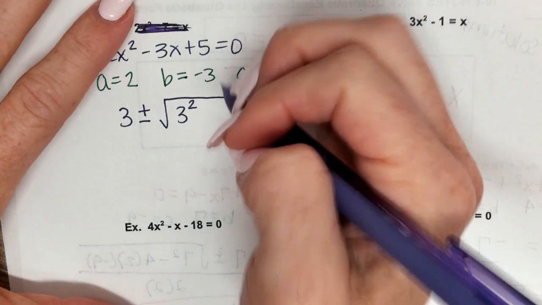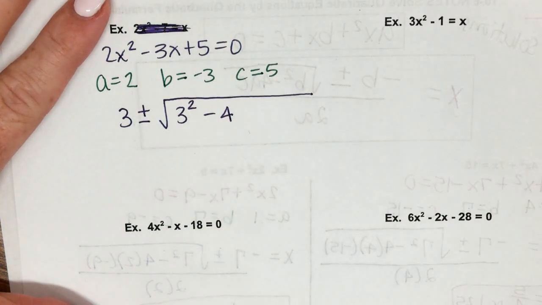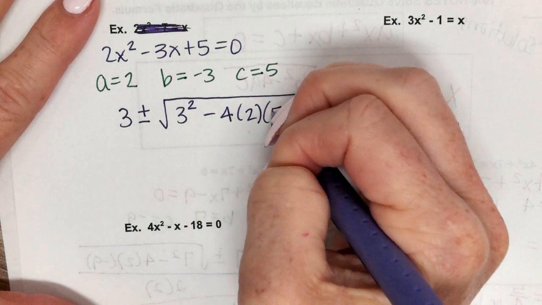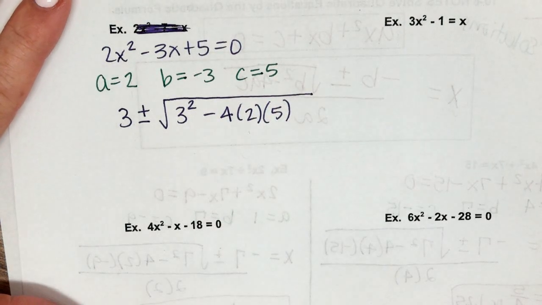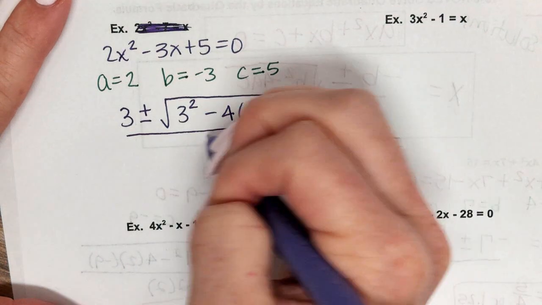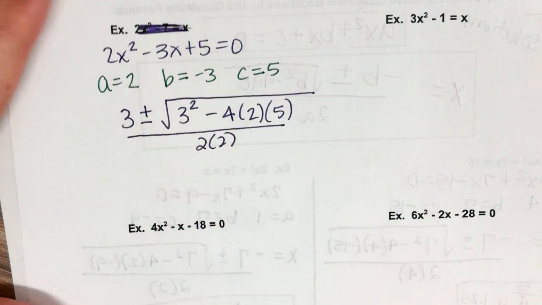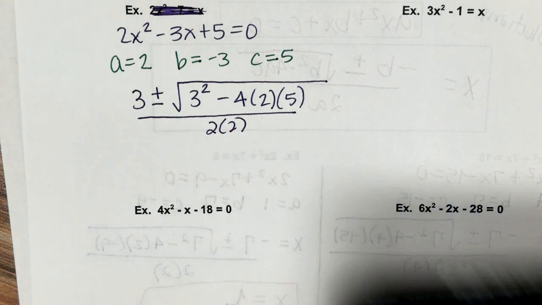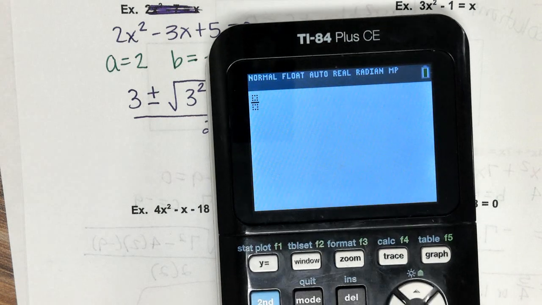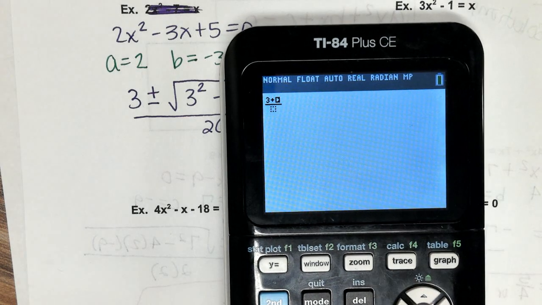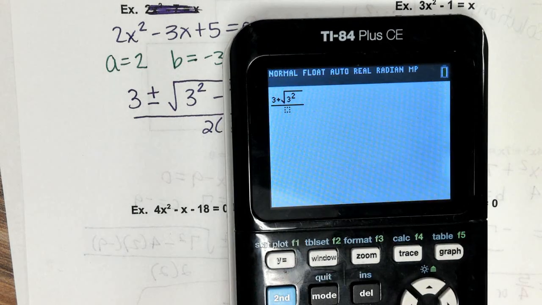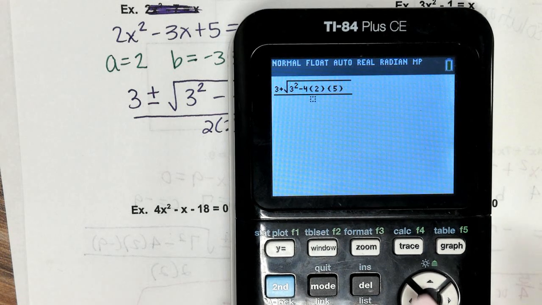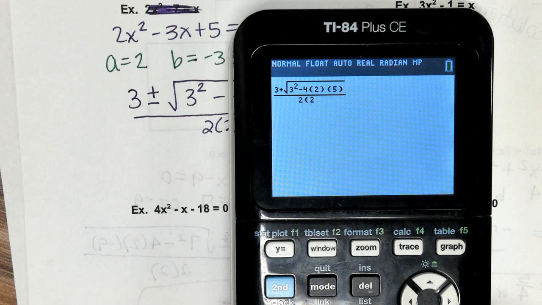Okay? Minus 4 times A times C, so times 2 times 5, all over 2 times A. So 2 times 2. So let's go to our calculator. Type in alpha y equals 3 plus the square root of 3 squared minus 4 times 2 times 5 over 2 times 2.